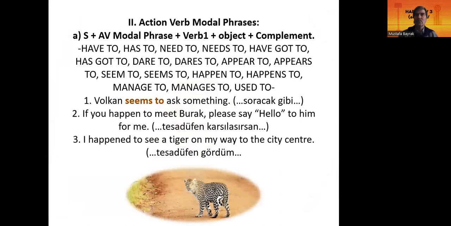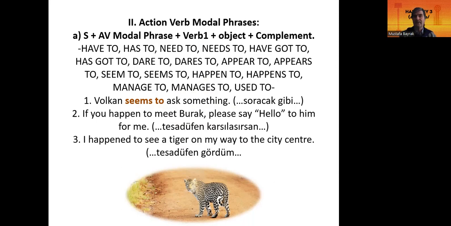Now, subject, action verb, modal phrase, verb one, etc. Have to, has to, let's remember them, need to, needs to, because we will use them in reported speech as well, in different forms. Have got to, has got to, for singular subjects. Dare to, dares to, appear to, appears to, seem to, seems to, happen to, happens to, manage to, manages to, used to. Okay. Volkan seems to ask something.